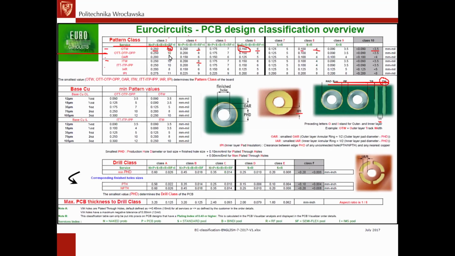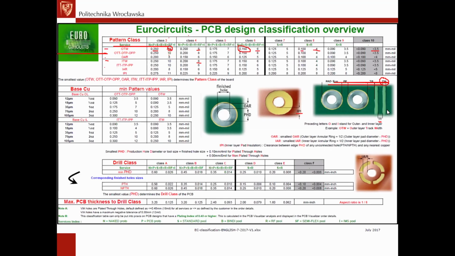That's the case for this manufacturer, because OTW, OTT, OTP, OPP, this is not an arithmetic operation. It's just that all the parameters are in one line because they are actually the same. So they all have 3, 4 mils and so on. So the distances between tracks are the same as the track width.